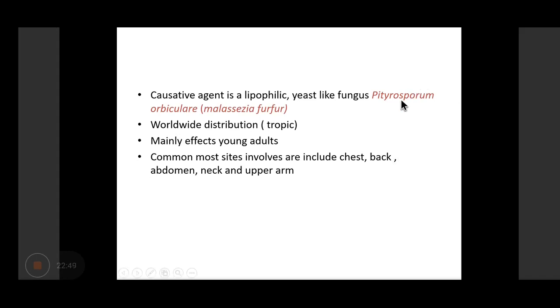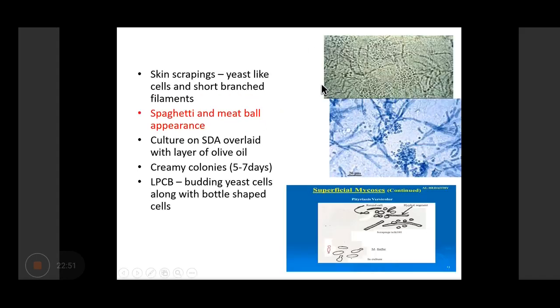On skin scraping in case of Malassezia, you will find the spaghetti and meatball appearance. You'll find these hyphae along with yeast-like cells, giving the appearance of spaghetti and meatballs. You culture it on SDA with olive oil, since it's a lipophilic organism. So we use this lipid, olive oil, and it shows creamy colored colonies. Then again we go for LPCB mount and look for budding yeast cells. After the growth, on LPCB mount they show these budding yeast cells, round cells, and this will be hyphae.